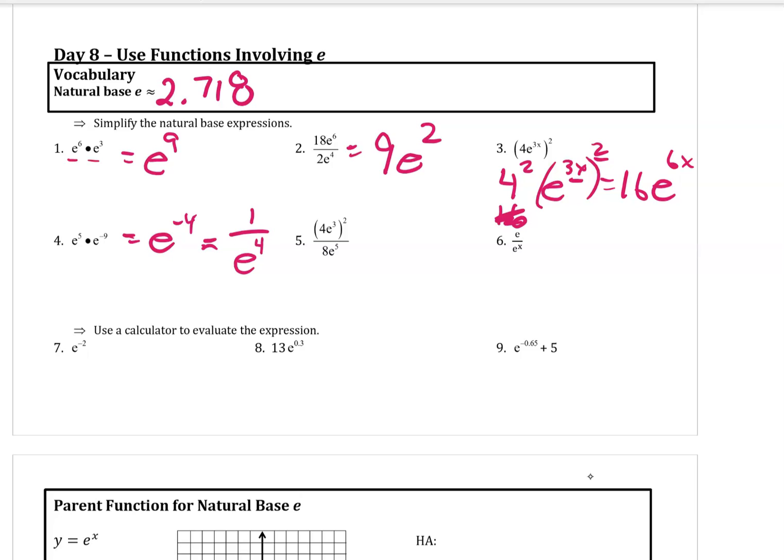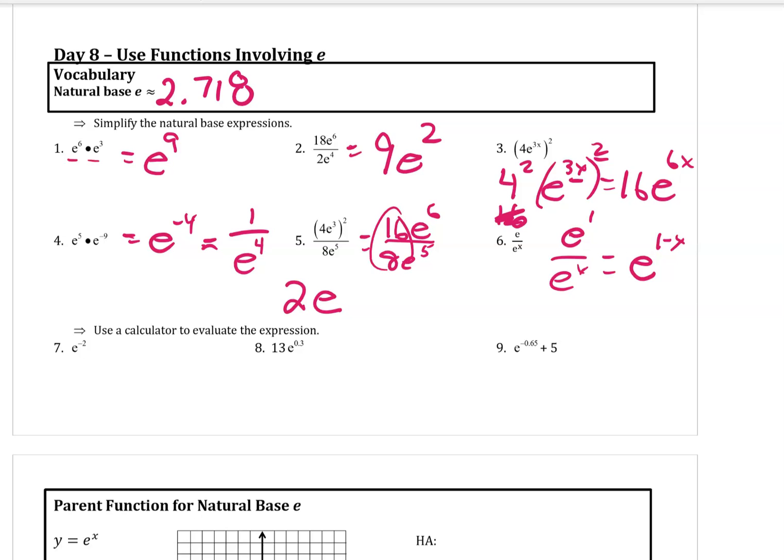So here, 4e to the 3rd, quantity squared, would give us 16, 4 squared, times e to the 6th, power to a power, divided by 8e to the 5th. So we'll do our division, 2e. Number 6, e divided by e to the x. Well, let's see, that's really e to the 1 divided by e to the x. Like terms with exponents being divided, we subtract the bottom exponent from the top, so we get e to the 1 minus x. And that's as far as we can go with that.